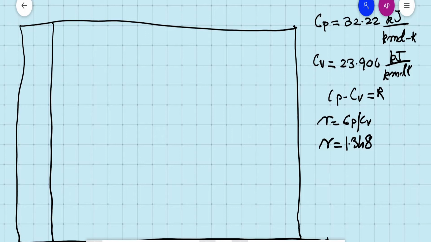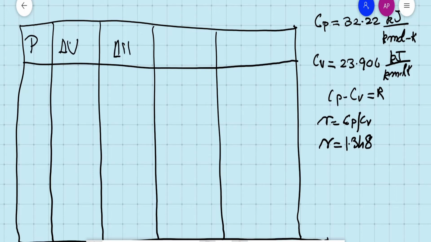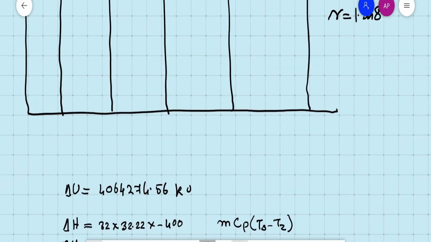Now the first column is the process, the next column is delta U, the third column is delta H, the fourth column is Q, and the fifth column is W. So I noted down process, delta U, delta H, Q, and W. All the units will be in kilojoules. That is because the basis is 1 kilomole. Basis of calculation is 1 kilomole. We are taking 1 kilomole of oxygen gas. So let's start our calculations now.